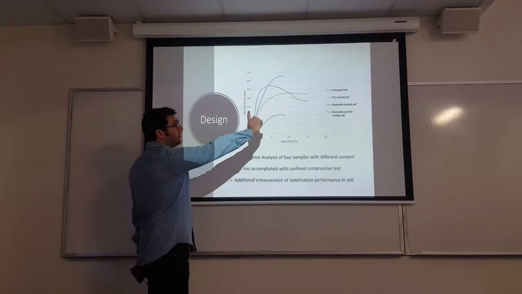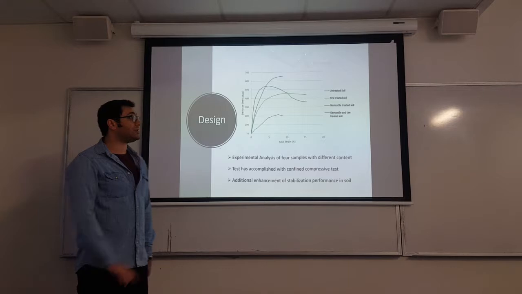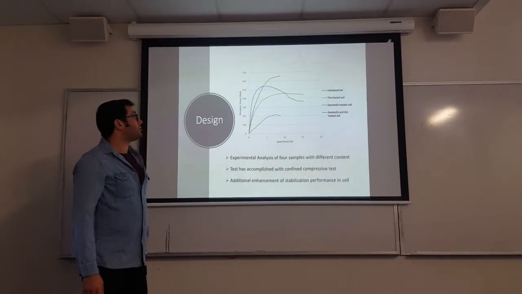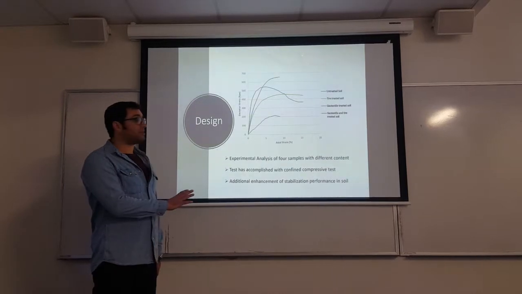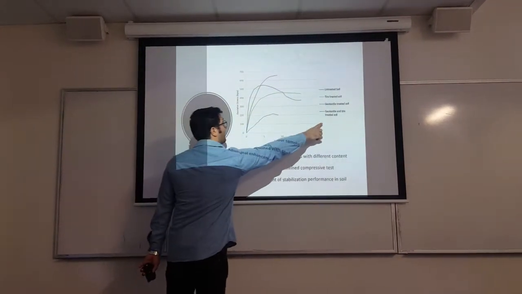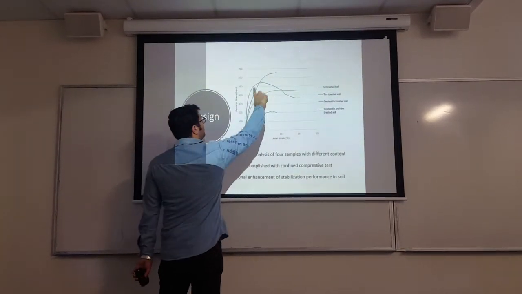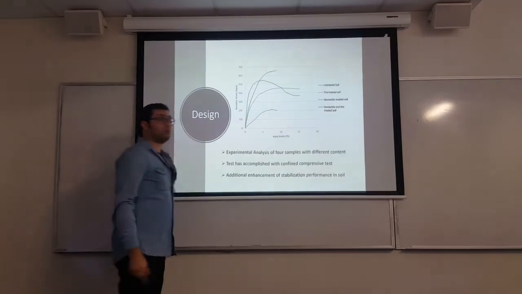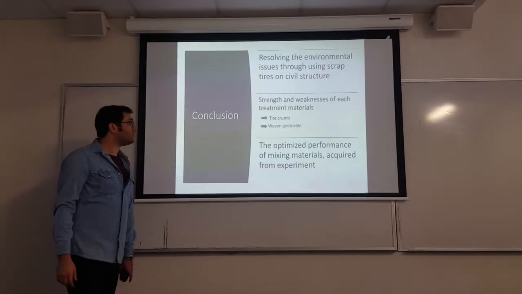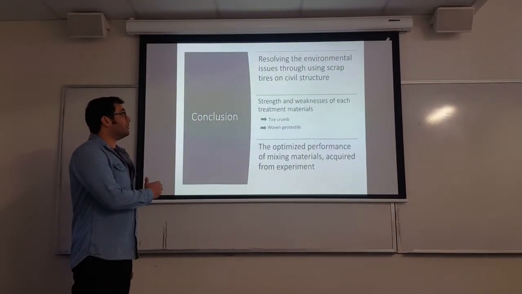We combine it in 4 different samples for our experiment: untreated soil, tire chrome treated soil, geotextile treated soil, and a mix of geotextile and tire chrome together. Based on this information, we can see here for our 4th sample, which is our own sample that we made ourselves, the picture shows it exceeds 600 kPa.